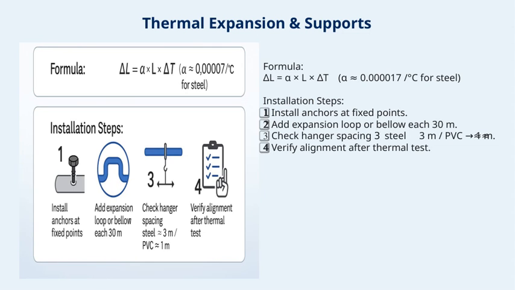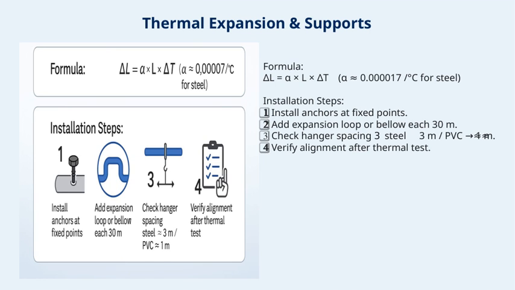The key idea here is that materials like steel expand when they heat up, and this needs to be properly managed in our piping systems. The formula delta L equals alpha times L times delta T helps us understand this expansion, where delta L is the change in length, alpha is the coefficient of thermal expansion, L is the original length, and delta T is the temperature change. For steel, alpha is approximately 0.00017 per degree Celsius.